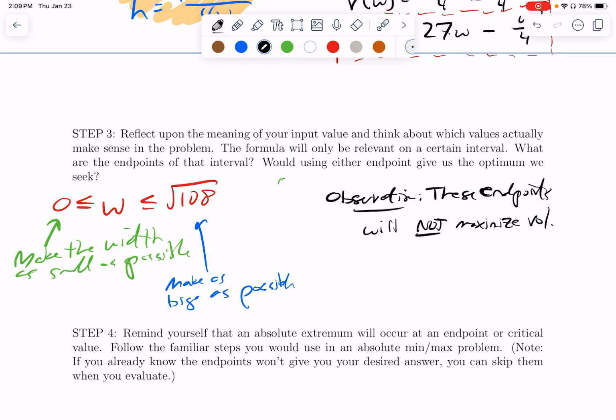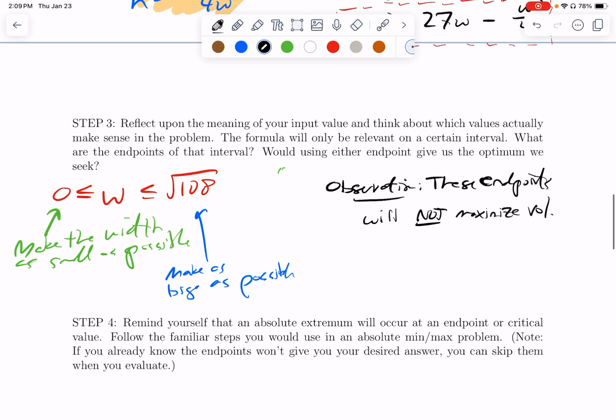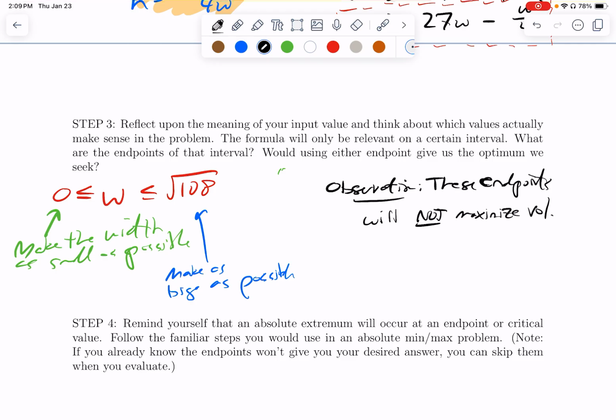Okay, so now we go to step 4. We're going to remind ourselves that we have a nice function here and that an absolute extremum, the maximum or minimum we're trying to find in this problem, will occur only at an endpoint or critical value. So we'll find the endpoints or critical values and plug in. However, we already know that the endpoints won't give us the desired answer. And that is typical. In most of these problems, you realize that the endpoints are kind of silly.